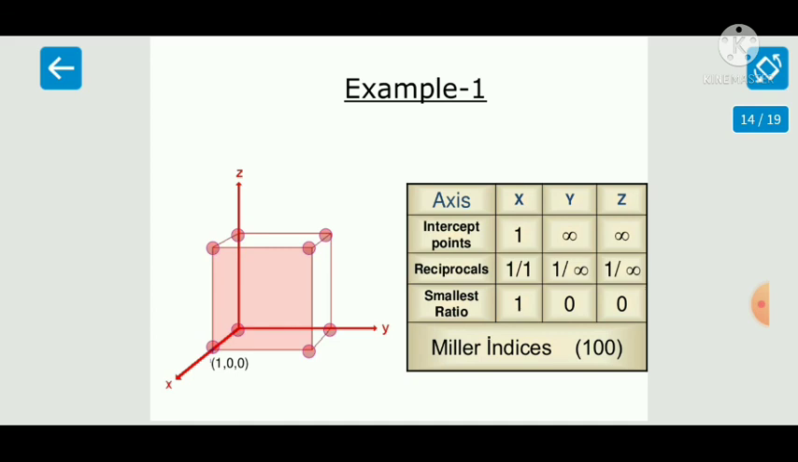See the first plane, 100. The x axis intercept is at this point, x direction, y direction, and z direction. This is the intercept point, the starting point is here, and another one is here. Y is the direction; you see infinity, meaning it does not end, and y is infinity. The reciprocal of 1 is 1 by 1, equal to 1. Take the smallest ratio: 1 into infinity is 0, so the smallest ratio of the Miller indices is given by this value.